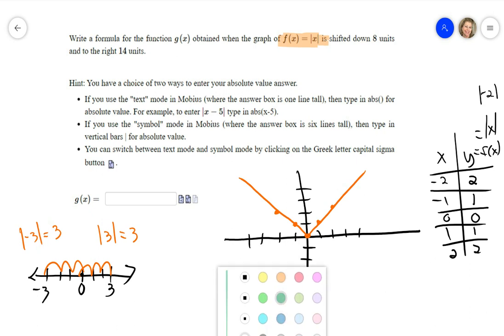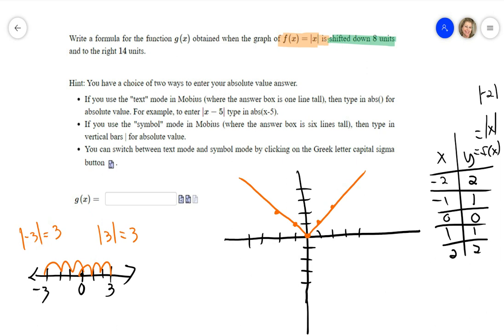Now, if you're going to shift this, let me pick another color, green. If you're going to shift it down 8 units, then every one of these points has to go down 8 units. 1, 2, 3, 4, 5, 6, 7, 8. So this goes down 1, 2, 3, 4, 5, 6, 7, 8. This point goes down to here. This point goes down to there. This point goes down to here. And this point goes down to there. So now it's just shifted down 8.